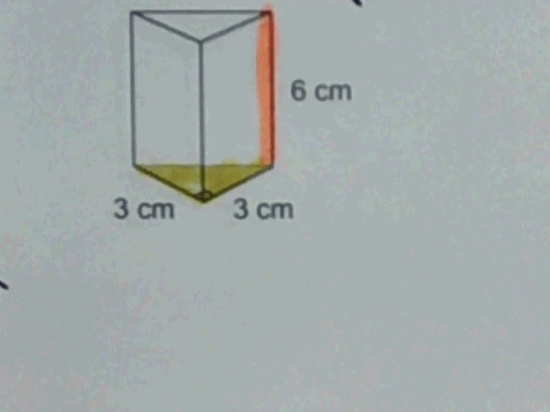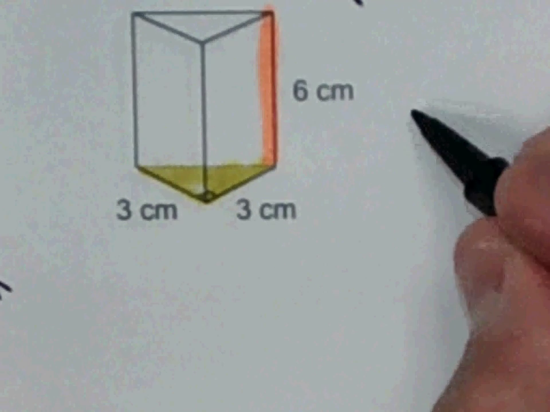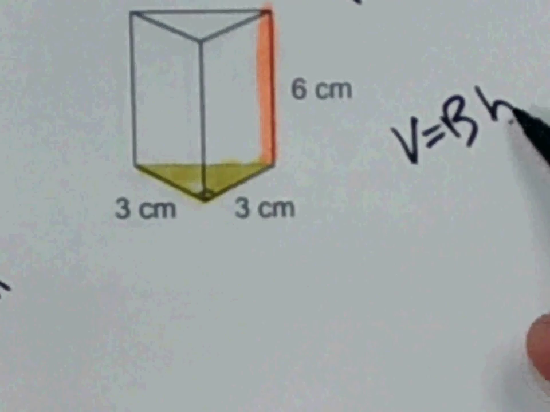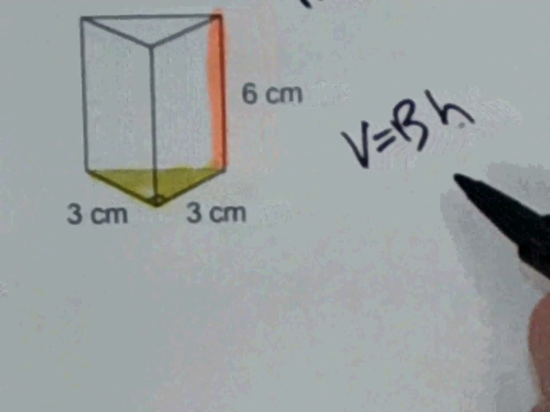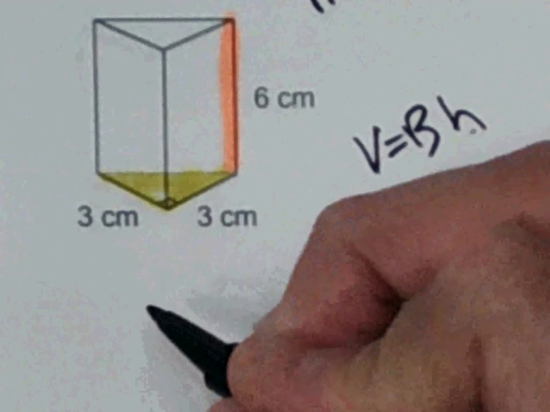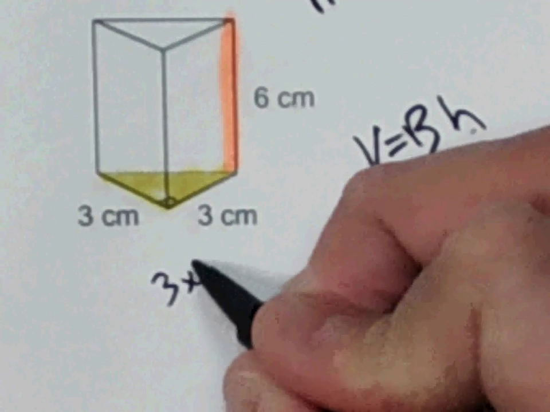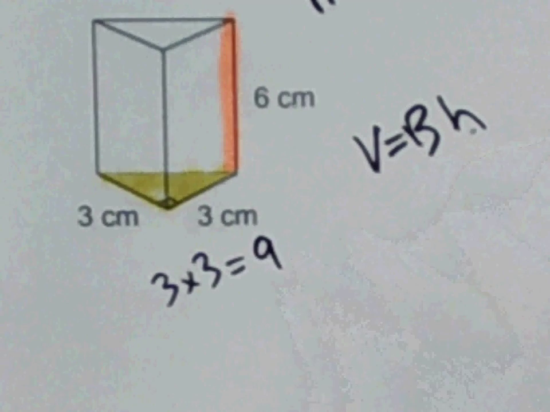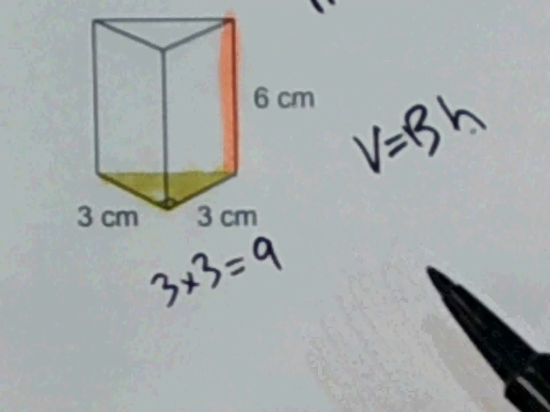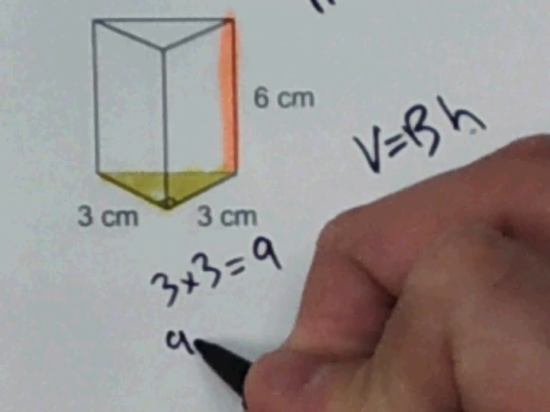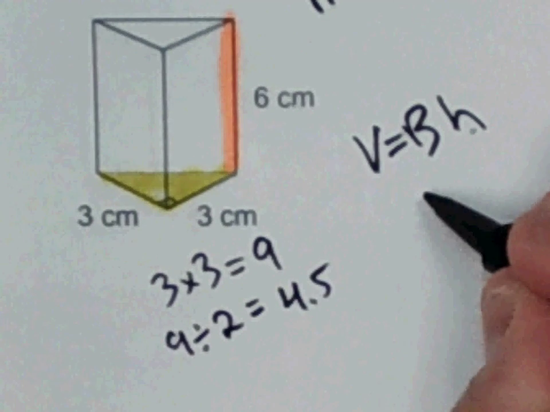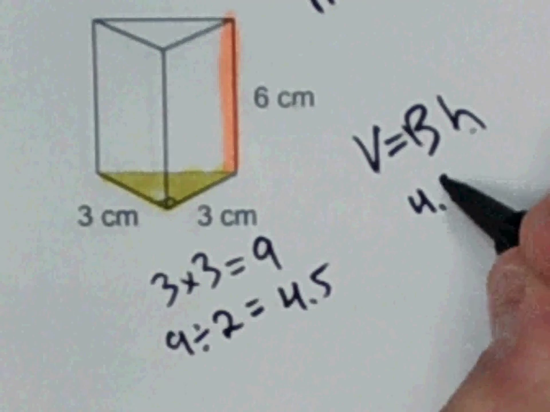All right, so let's look at my shape. So again, the formula for volume is V equals BH, where H is our height, that's the orange, and B is going to be the area of the base. That's the area of this triangle right here. So I'm going to go ahead and calculate that first. 3 times 3 equals 9. But don't forget, to calculate the area of a triangle, you got to cut it in half. So now we're going to take that 9 and divide it by 2. That gives us 4.5. So that's going to be our B, our big capital B.